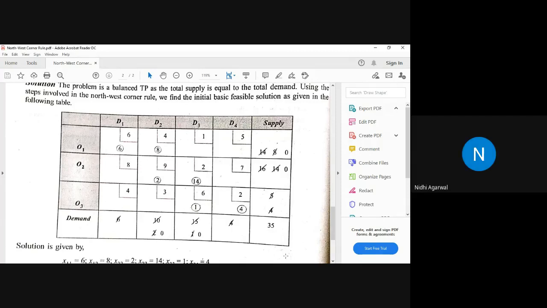Ma'am, 1, because it is the lowest one. Yes, it is the lowest one. So we will assign 1 in this box. When we are assigning 1, that means we will strike off this 1 in the column total and we will have 0 in hand. 1 minus 1, that is 0.